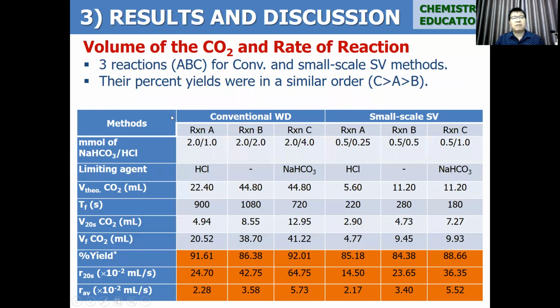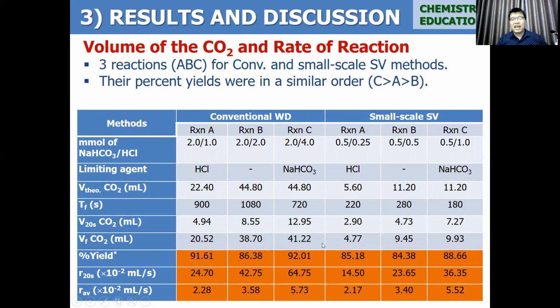The volume of carbon dioxide and rate of reaction from our experiment is shown in the table. You can see that there are three sub-reactions: reaction A, B, C for the conventional and the small scale method. Their percent yields were in similar order. Oh no, the order of the percent yield of the reactions is C, followed by A, and followed by B.